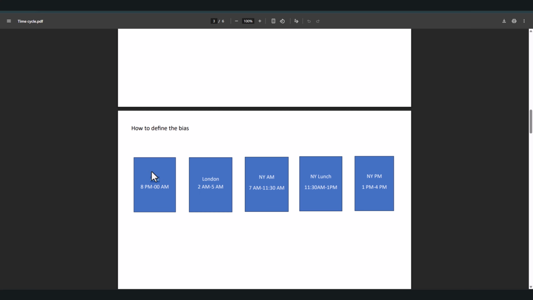Asia, you can trade based on New York PM, New York lunch and New York AM sessions. You can trade on London based on Asia session. You can trade on New York AM based on Asia and London sessions. Nothing to do with New York lunch. On New York PM, you can trade based on these 4 sessions' range. So let's go to the second step.